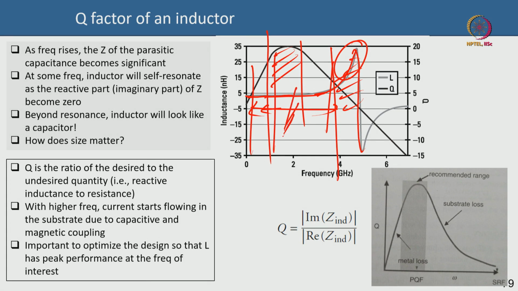Okay. So as I told you, at higher frequencies your capacitive coupling increases and your current will start flowing in the substrate. So this frequency, the 5 gigahertz I talked about, which we call the self resonance frequency, is basically the frequency at which the inductor becomes a capacitor. The capacitive component, because of the coupling between the metal line and the ground plane, dominates over the inductive behavior. Okay. So the inductor will self resonate at that frequency. Alright, so that is what we said. So this is generic for all inductors.